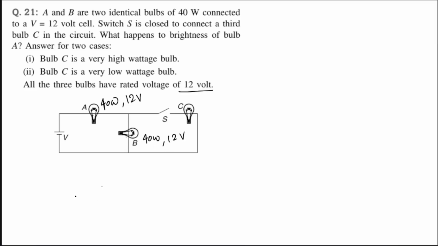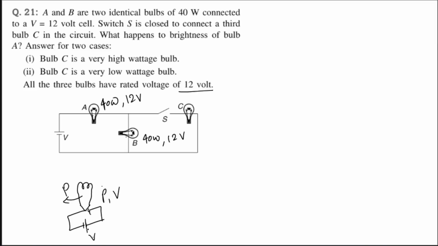What is the meaning of that? If you are given a certain bulb, and it has a power rating of P and voltage rating V, it means that if the potential difference applied across it is V, then the power that it will consume is P. ठीक है.